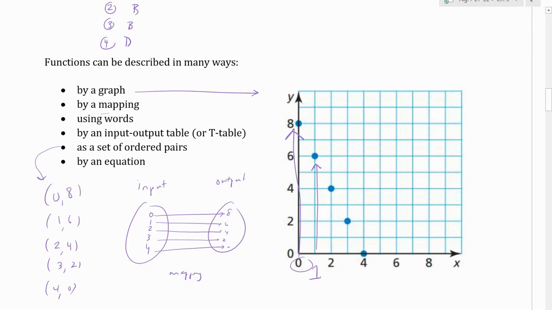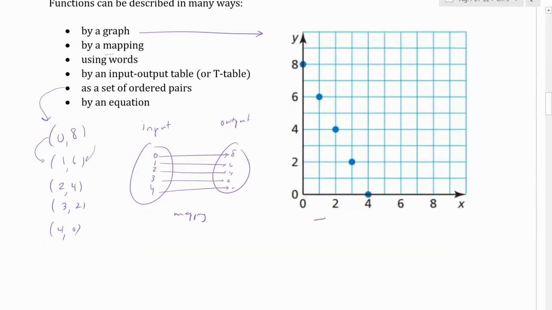You can just talk about it in words. Like if we look over here at the graph or at the mapping, I could say that for every increase of 1 on the X, the Y decreased by 2. You can talk about it lots of ways. We could come up with a rule for it.